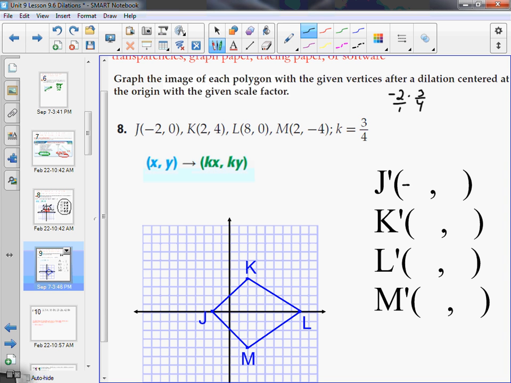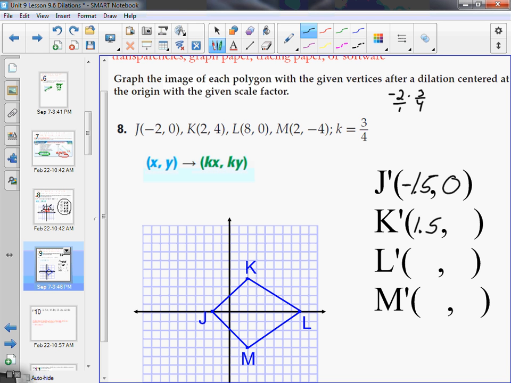So it's a negative what? Or as a fraction, -6/4, which reduces to -3/2. So either put -3/2 or put -1.5. I guess I don't have a problem with -1.5. All right, to get the y coordinate of J prime, what's 0 times 3/4? 0. All right, then we move to K prime. Now, if -2 times 3/4 is -1.5, +2 times 3/4 will be +1.5.